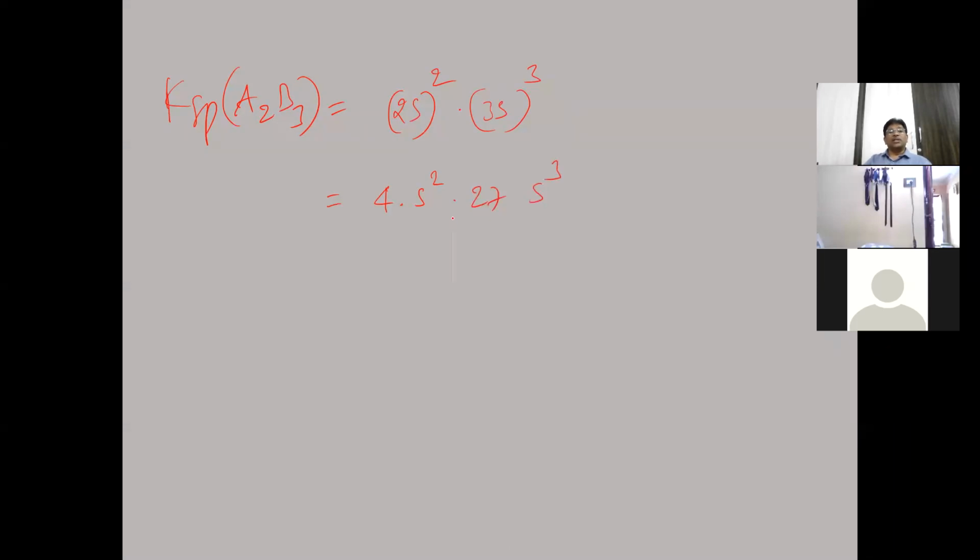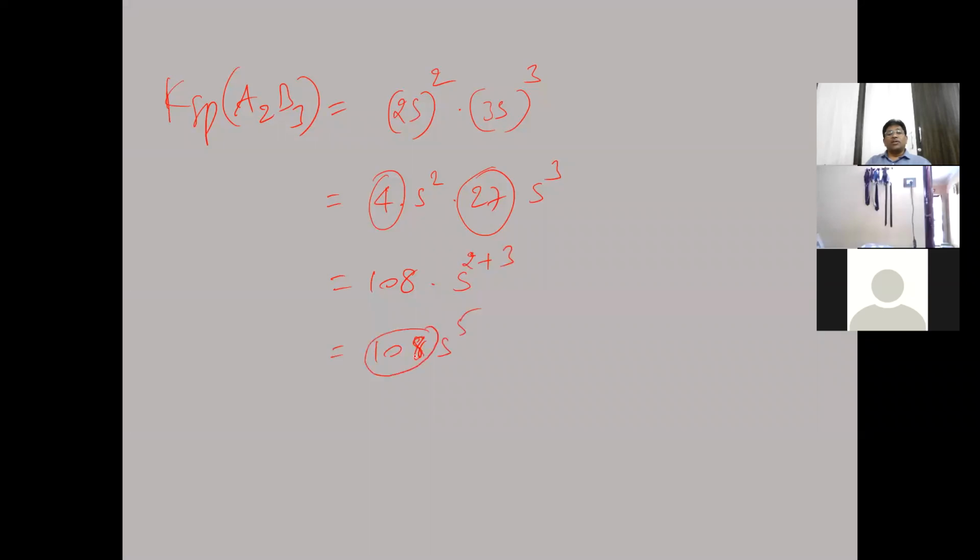Is that clear? So like this, we have to take the concept. KSP of A2B3 is equal to 2S whole power 2 into 3S whole power 3. So 4 into 27 into S to the power of 2 plus 3. 4 into 27, how much is it? 25 into 4 is 100, plus 8, so 108. 108 into S to the power of 2 plus 3, that is 108 S power 5.